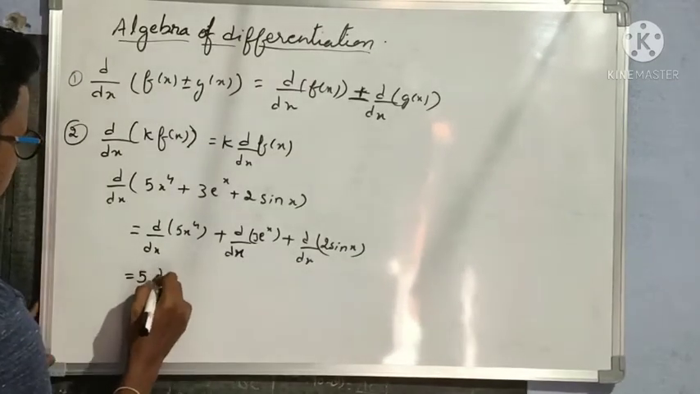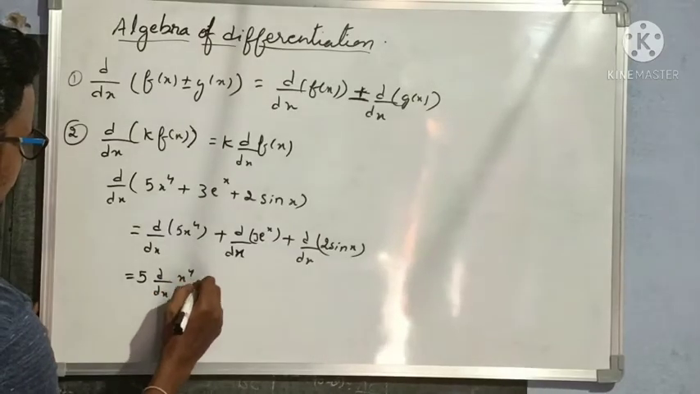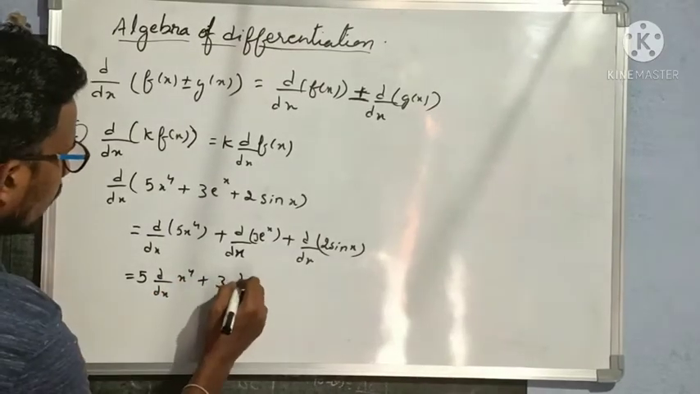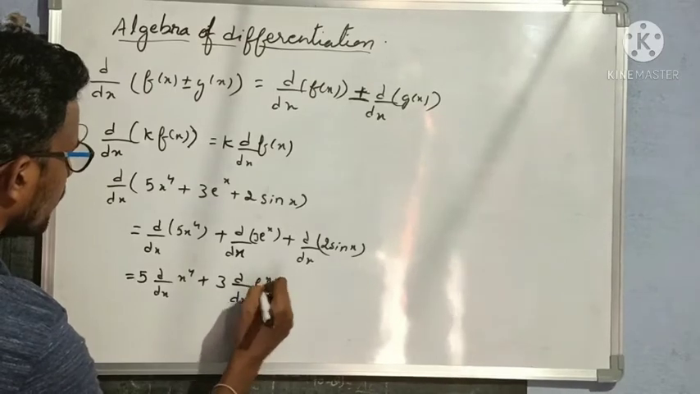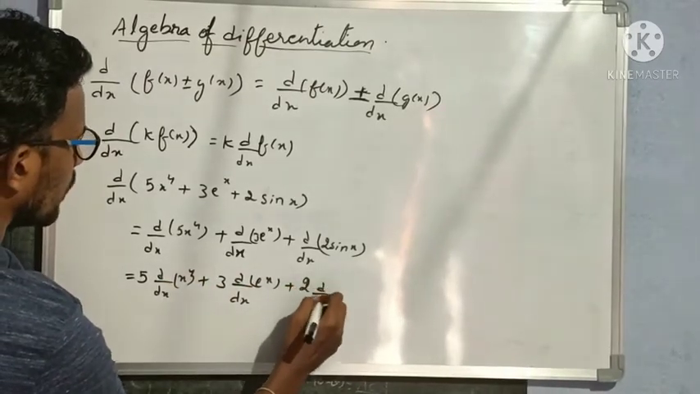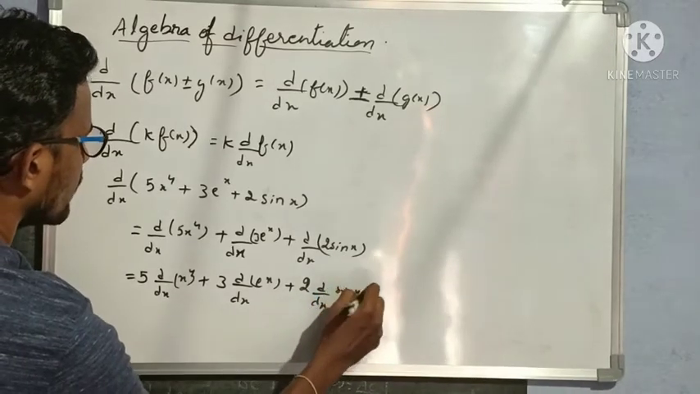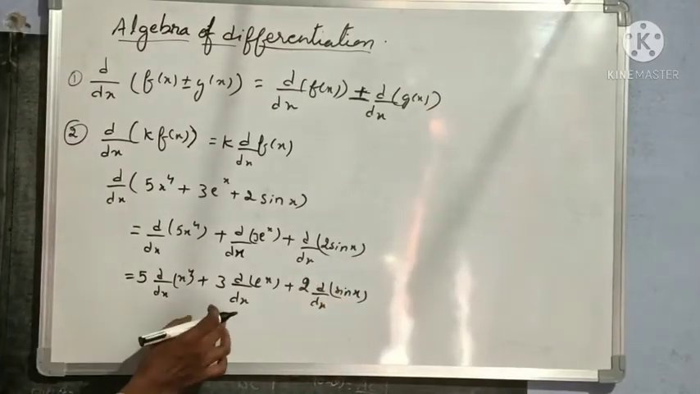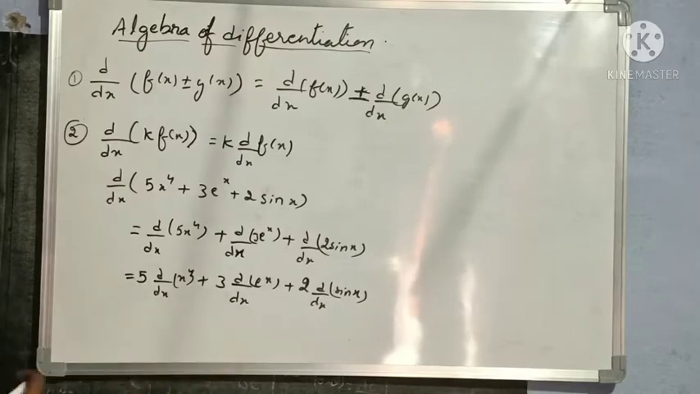5 into d by dx of x power 4 plus 3 into d by dx of e power x plus 2 into d by dx of sin x. Like this we have to write. The constant we have to take aside and do the differentiation for the function.